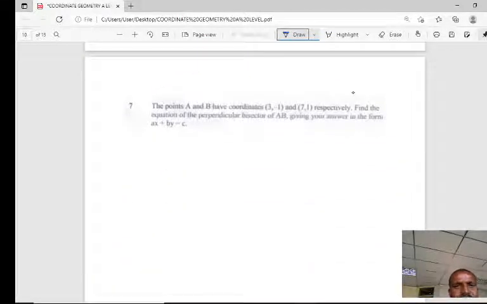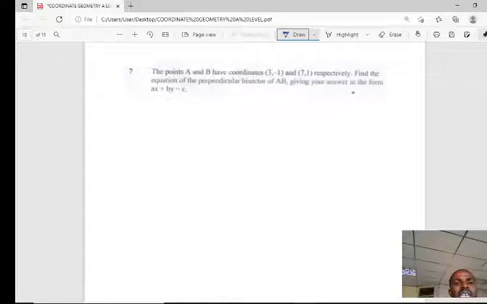Right, next question. The points A and B have coordinates 3, -1 and 7, 1 respectively. Find the equation of the perpendicular bisector of AB. Perpendicular bisector is the line that divides the line into two equal parts. To bisect is to divide into two equal parts. That's what is known as to bisect.